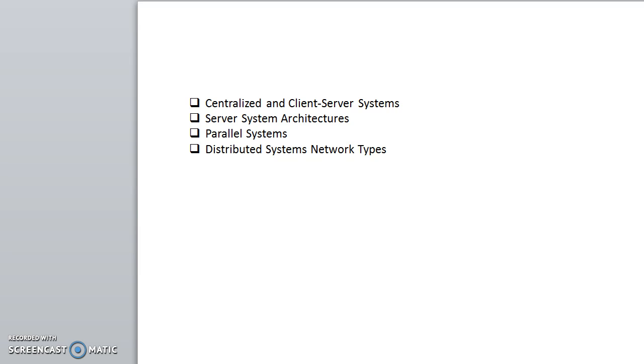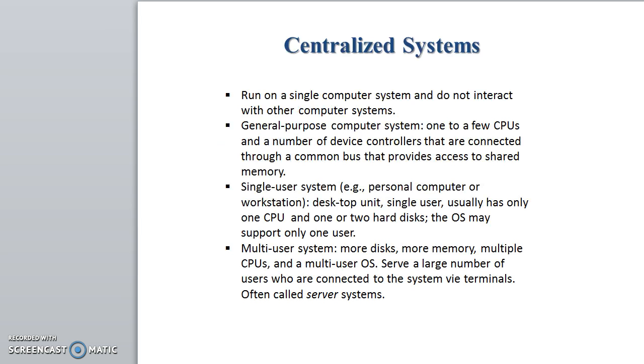These are the components of DBMS architecture. One is centralized and client-server systems, the second is server system architecture, the third is parallel systems, and the last one is distributed system network types.